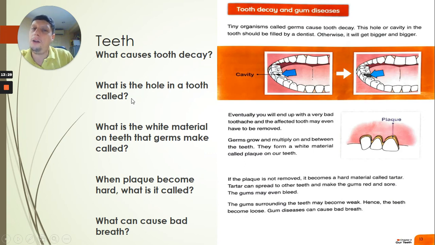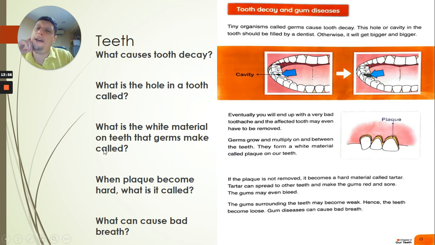What is the hole in a tooth called? The hole in a tooth is called a cavity. So the hole or cavity is in the teeth. What is the hole in a tooth called? The hole in a tooth is called a cavity. Cavity is the correct answer.